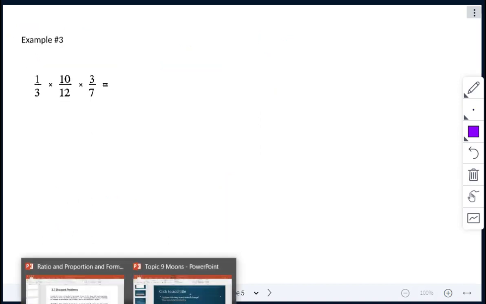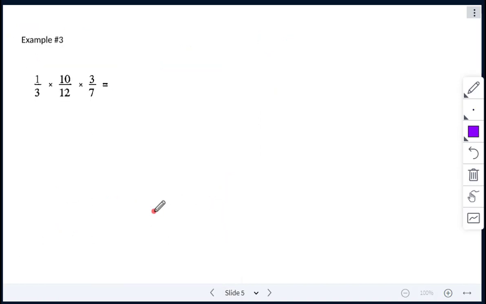So looking at our third example, we have 1 over 3 times 10 over 12 times 3 over 7. So we can still do the same first method, which is just multiply the numerators together. So 1 times 10 times 3, and then we can multiply the denominators together, which is 3 times 12 times 7. All right, so 1 times 10 times 3, that gives me 30. And then 3 times 12 times 7 gives me 252.